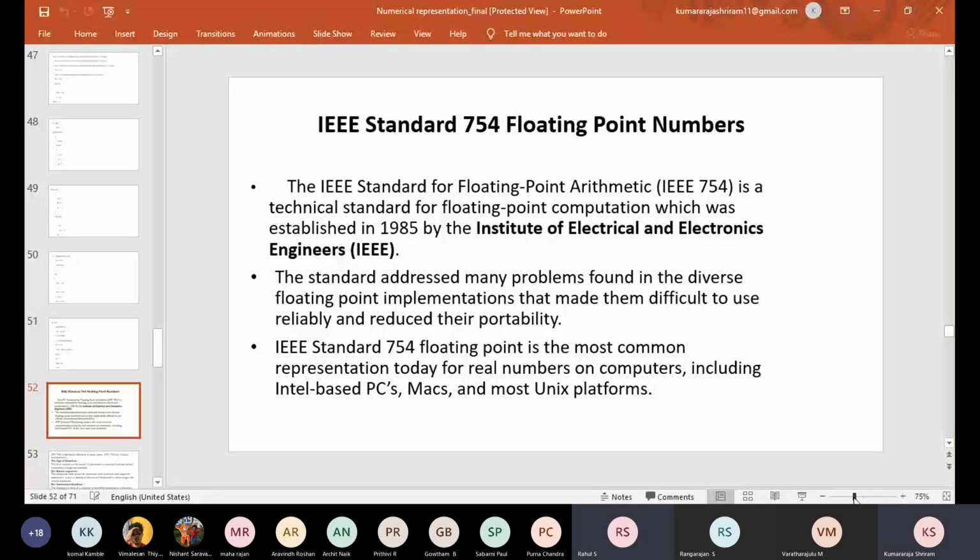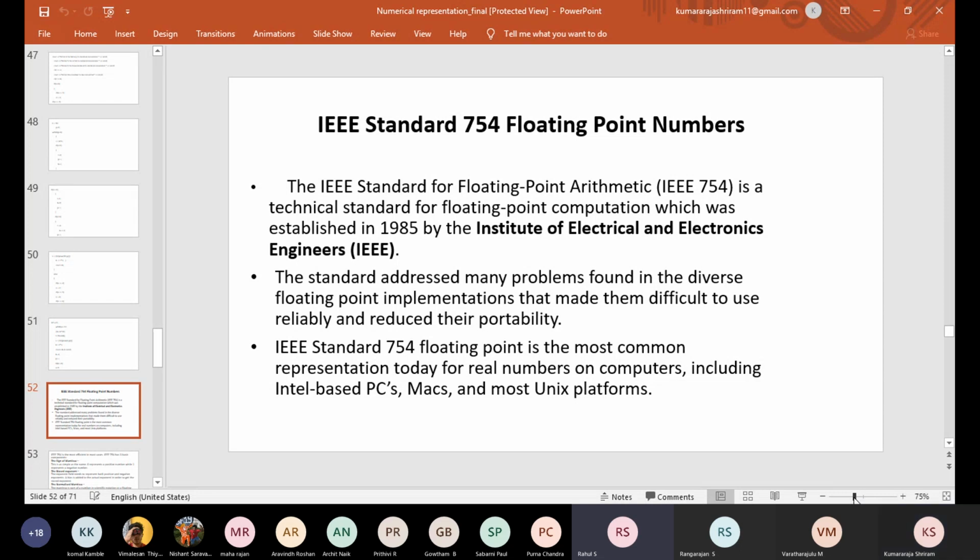So single precision floating point format is a computer number format. It usually occupies 32 bits in computer memory. It represents a wide dynamic range of numerical values by using a floating radix point. The standard way of representing a floating point number is IEEE, the Institute of Electrical and Electronics Engineers. They were the ones who established it.